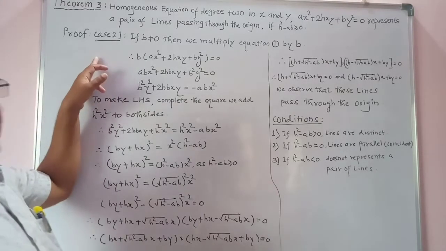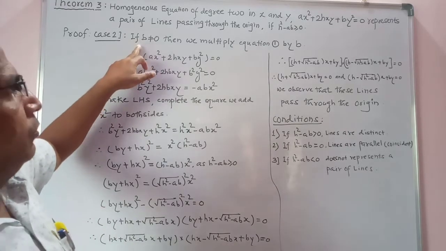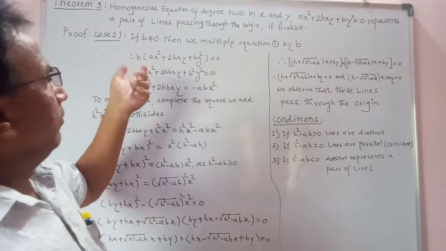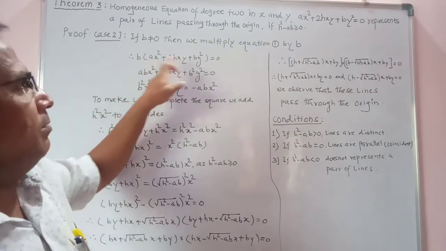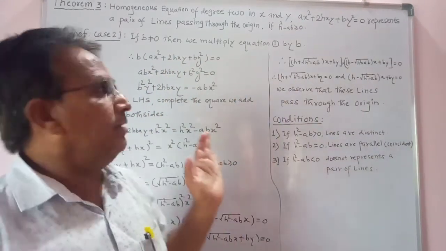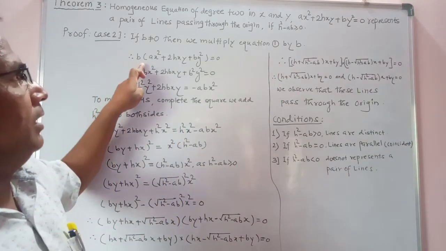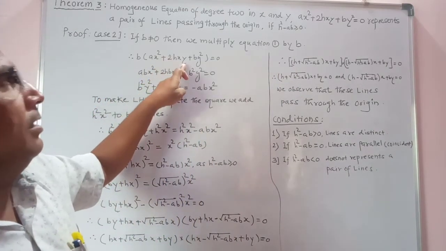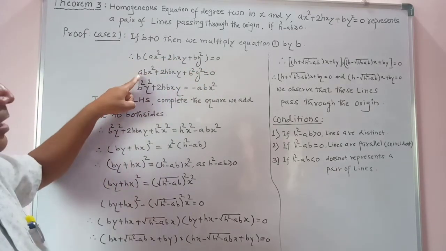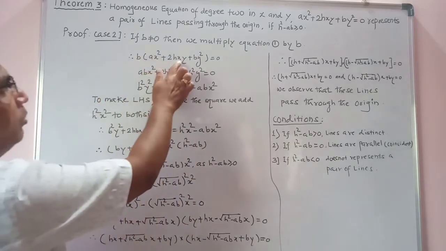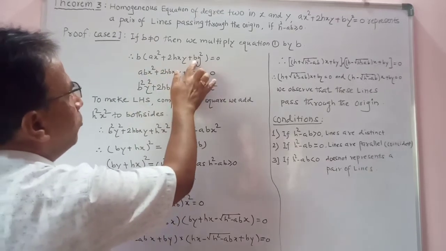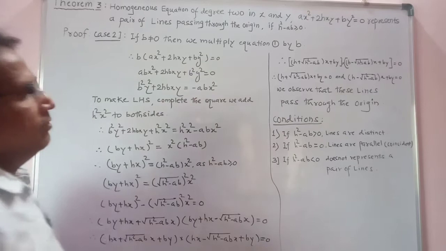We discuss the second case. If b is not equal to 0, then we multiply equation first by small b. Equation first is ax square plus 2hxy plus by square equal to 0, the homogeneous second degree equation in x and y. Therefore, b into ax square plus 2hxy plus by square equal to 0, that is, ab into x square plus 2hb into xy plus b square into y square equal to 0.